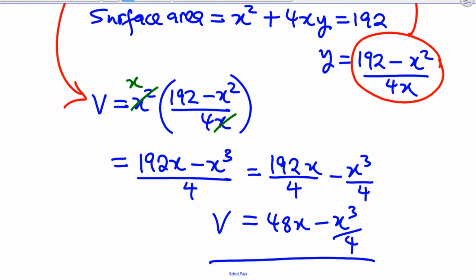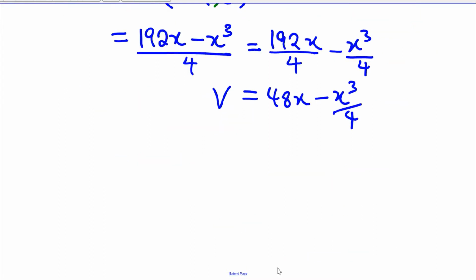What will be the next step? The next step will be to take the derivative and find the critical points. So we need to take the derivative of the volume. So that will be step 4. Take the derivative and find the critical points.